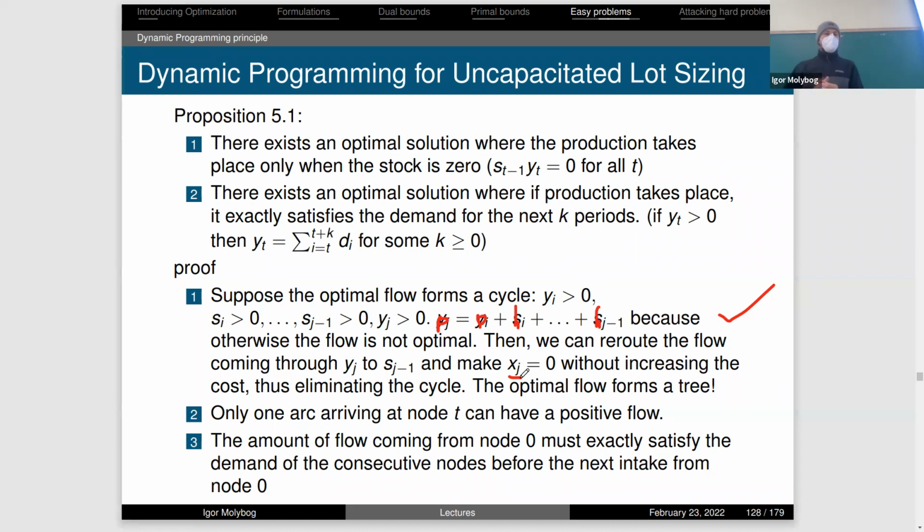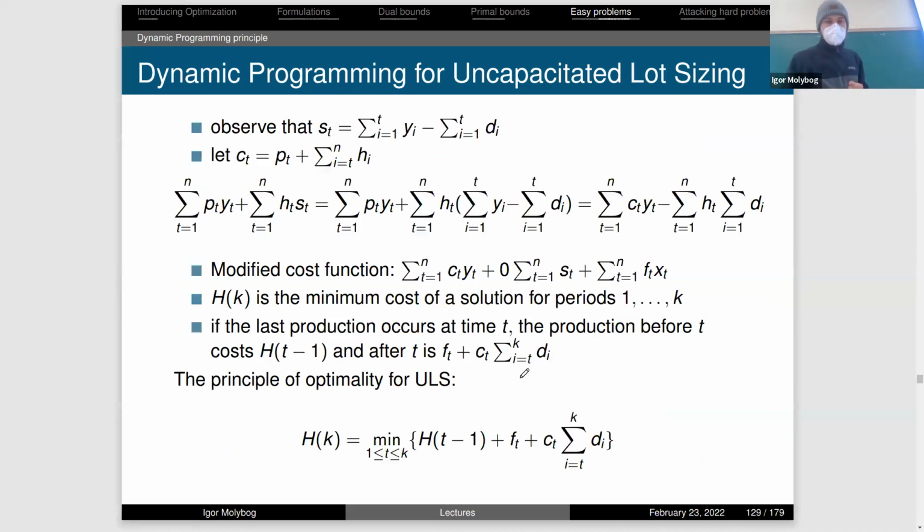Therefore, there's only one arc arriving at node T for any time period T that can have a positive flow. Therefore, we can conclude that our flow in fact forms a graph, and our first two statements hold true. Any questions regarding this line of thought? No questions. Good.